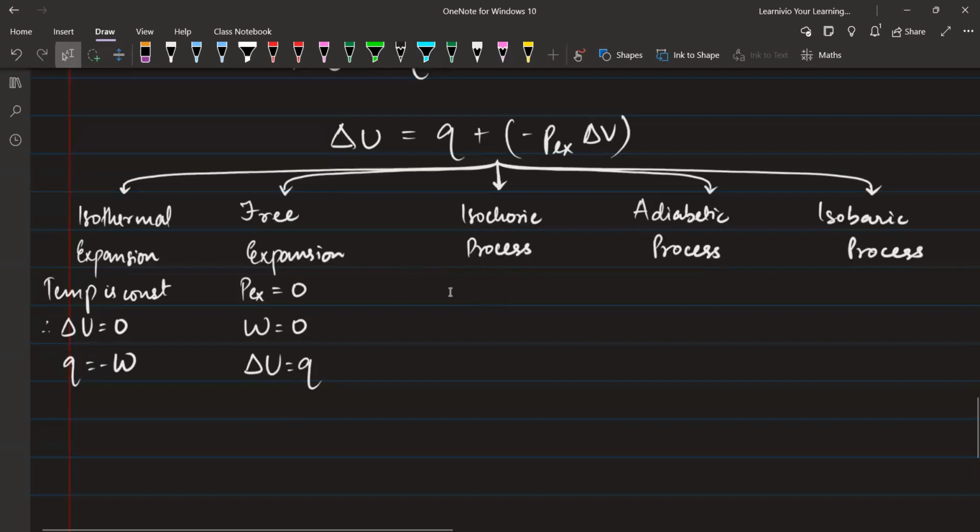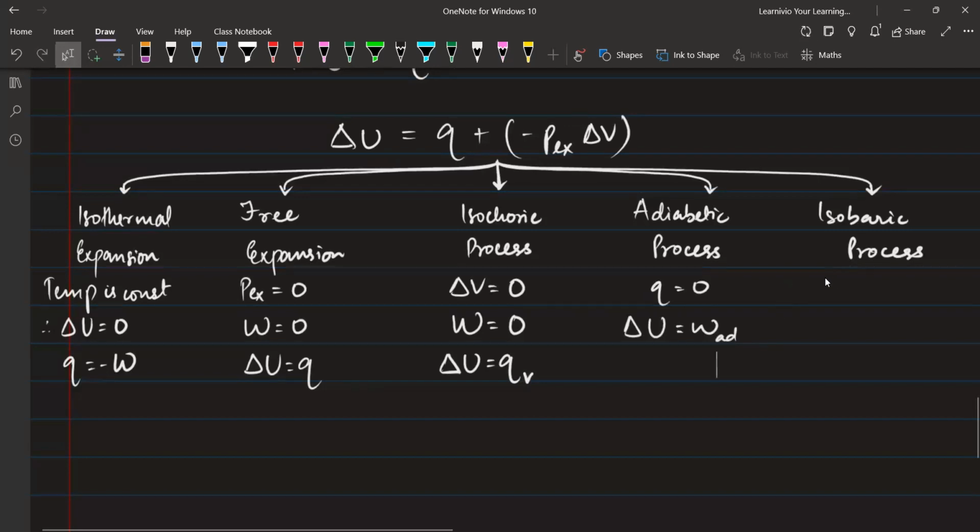Now in isochoric process, delta V is equal to 0, and therefore W will also be equal to 0. I hope you can see, right? Delta V is equal to 0, so W is 0. So delta U will only be equal to Q, and we write Q V to show that the volume is constant in this case. In adiabatic process, Q is equal to 0, and delta U is only dependent on the work done, and we write it as W AD to show that it is adiabatic work.